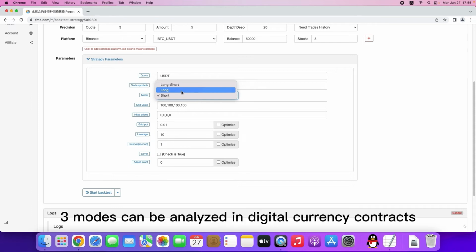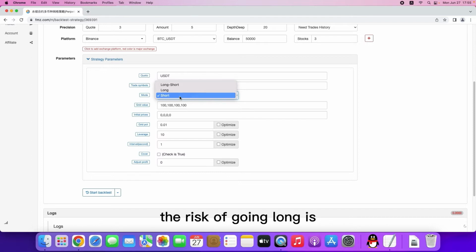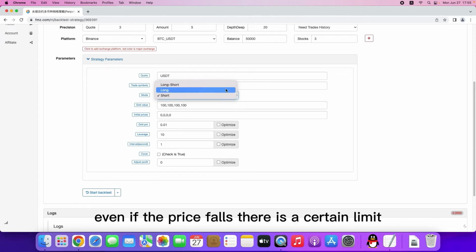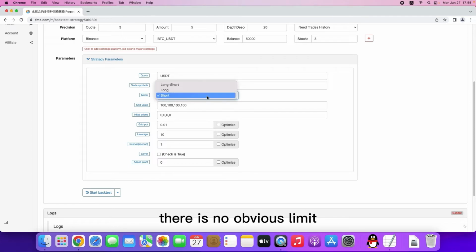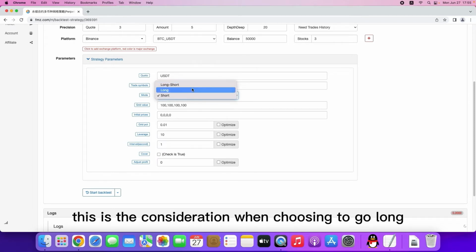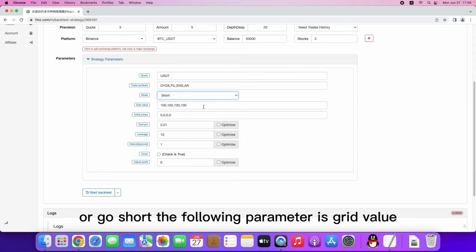These three modes can be analyzed in digital currency contracts. The risk of going long is often less than the risk of shorting. When going long, even if the price falls, there is a certain limit. But when going short, if the price rises, there is no obvious limit. This is the consideration when choosing to go long or go short.